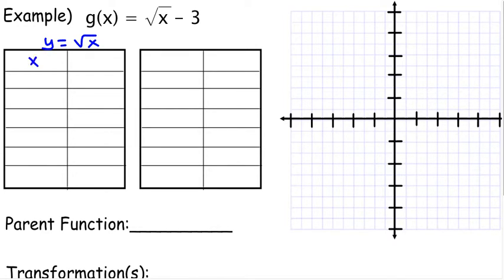So I'm going to go ahead and make my t-chart again, just like in the first example. The square root of 0 is 0. The square root of 1 is 1. The square root of 4 is 2. The square root of 9 is 3. So I'm going to graph my parent first.